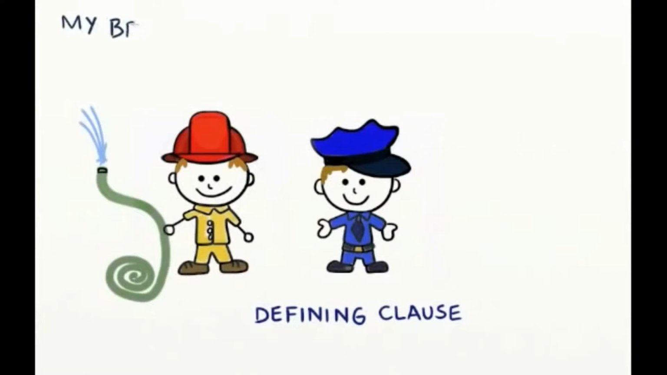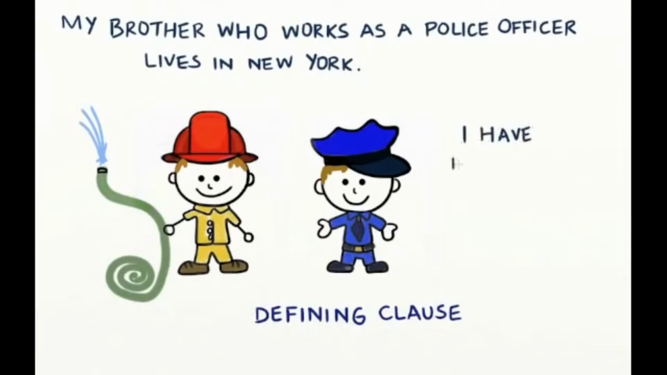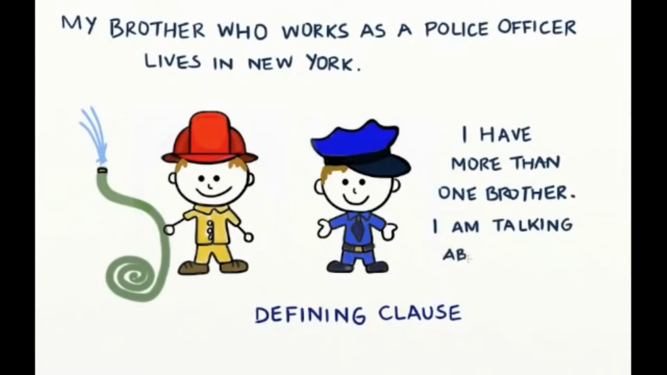If we look at this example of a defining relative clause, notice that we don't use commas. My brother who works as a police officer lives in New York. In this example, I have more than one brother, and I am talking specifically about the brother who is a police officer.